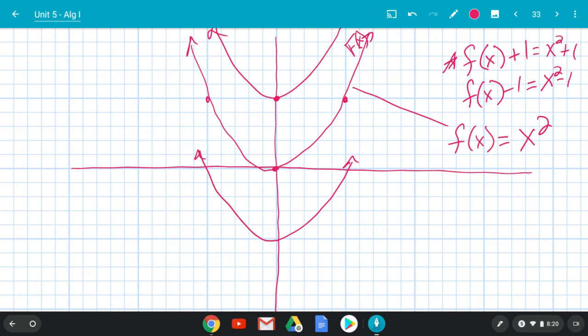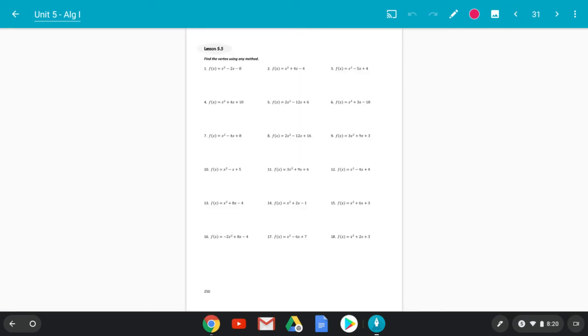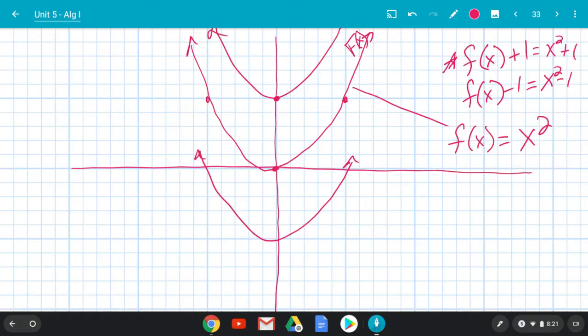All right, so that's a vertical translation. It's a what? Vertical translation. What does translate mean? Slide. Write that down. Let's go back. Translate equals slide. Now, up and down was easy.